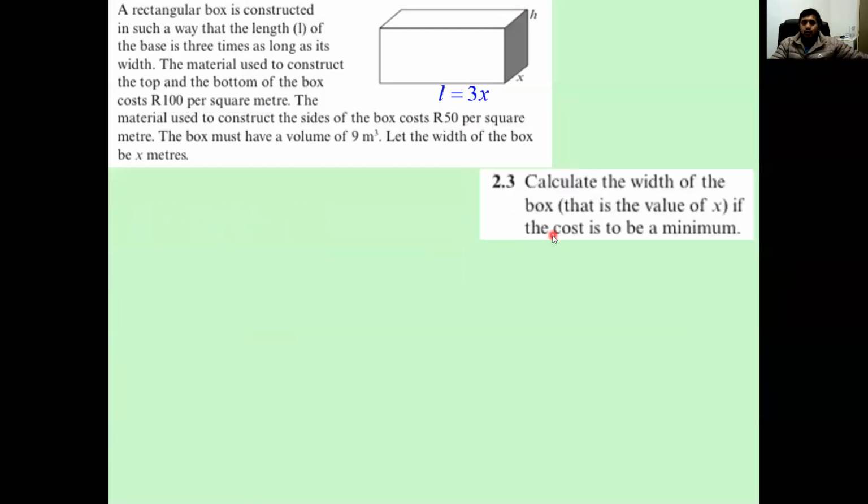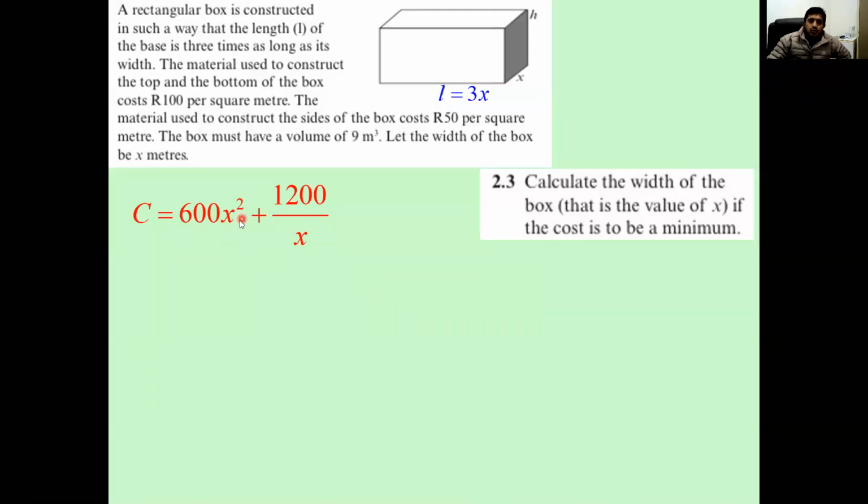So moving on, the next question is to calculate the width of the box if the cost is to be a minimum. The word minimum, immediately, what should be ticking in your brain? Find the derivative and equate to 0. So remember, we're working with cost. So what was our cost formula? Very quickly, I want you guys to find the derivative. I hope you remember how to find the derivative. So let me help you out.